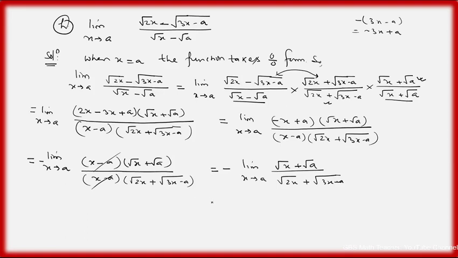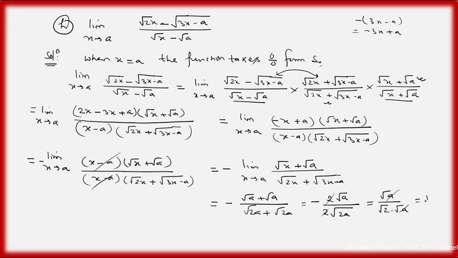So the last step, now you can apply the limit: minus root a plus root a over root 2a equals minus 2 root 2a over 2 root 2a, minus 2 root a over minus 2 root 2a. It can be cancelled, equal to root a by, you can separate this, root 2 times root a. The minus sign also here, so minus 1 over root 2 is the answer.